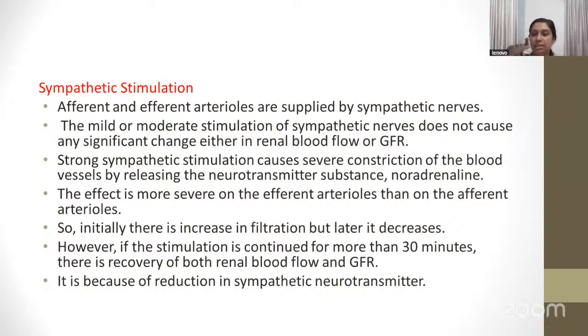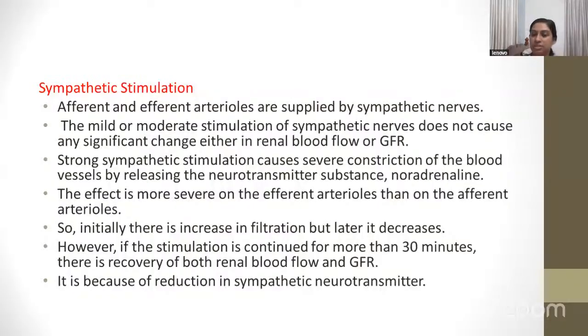So initially there will be an increase in filtration. We have already studied that when the efferent arteriole is constricted, initially GFR increases, and after a particular amount of time, further constriction of the efferent arteriole will not cause any increase in GFR. Why? Because the afferent arteriole is also affected. Blood is pooling there and no further blood is coming to the glomerulus.